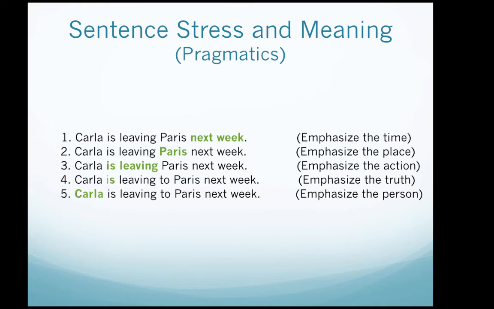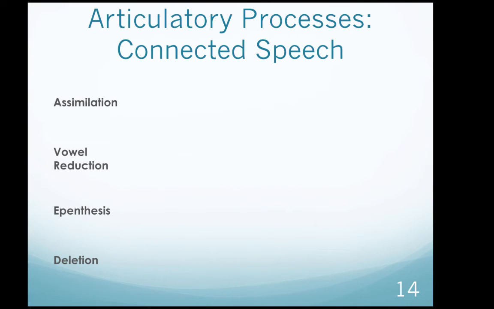Again, this is something that English language learners have a lot of trouble with. Let's take a look at some articulatory processes in connected speech. So we can look at assimilation, vowel reduction, which we've been talking a lot about, epenthesis, and deletion. These articulatory processes are present both in native and non-native speakers of English. In fact, many times they are desirable and they are subconscious. We don't know that we do them.